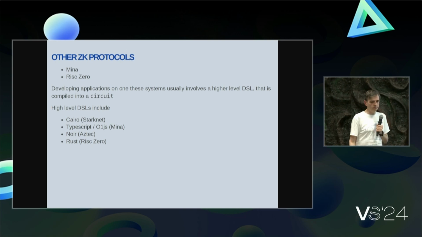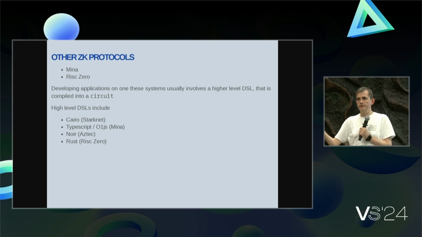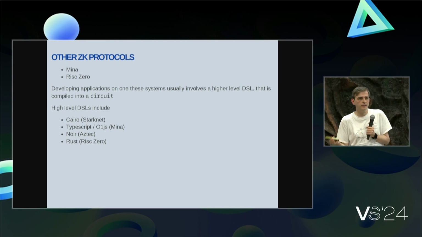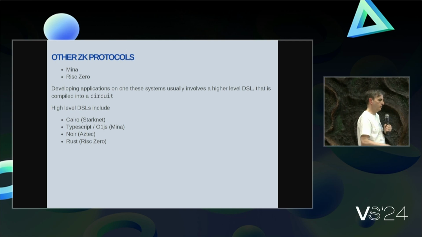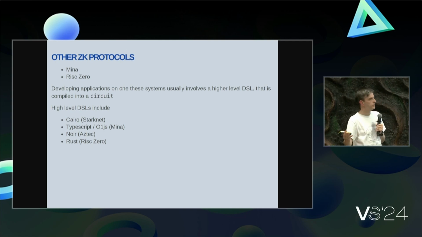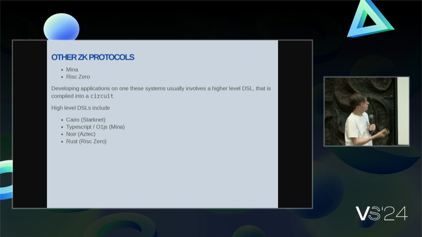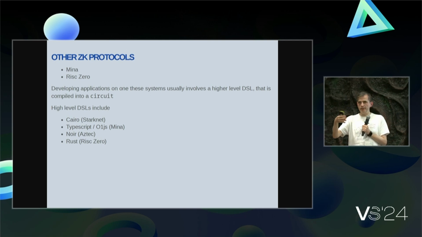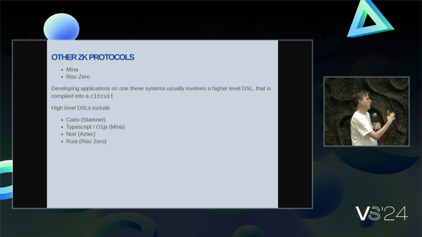And a typical process that we go through, or developers go through, is to start off with some higher level DSL, and then this gets transformed into a circuit, and then that goes on to be used to create a proof. And so some of the DSLs we'll be thinking about are Cairo, Circom, we've got TypeScript for O1JS, which is slightly different, but we can kind of think of it the same. We've got Noir for Aztec, and then Rust for RISC-0.